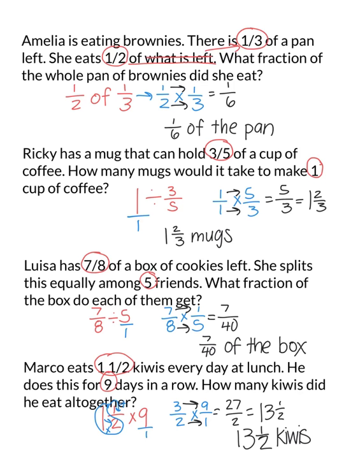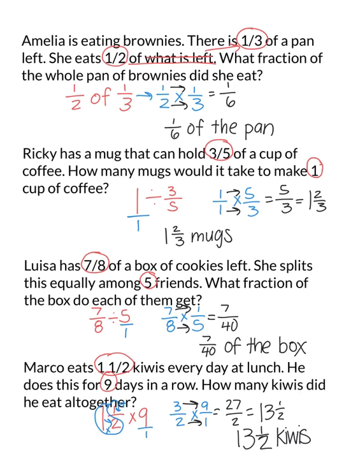Then the last one, Marco eats 1.5 kiwis every day at lunch, and he does this 9 times. So I'm doing 1.5 times 9. So in order to solve this, I need to get rid of the whole numbers by changing them to fractions. So I change 1.5 to an improper fraction, 3/2, and 9 I change to 9/1, and solve to get 13.5 kiwis.